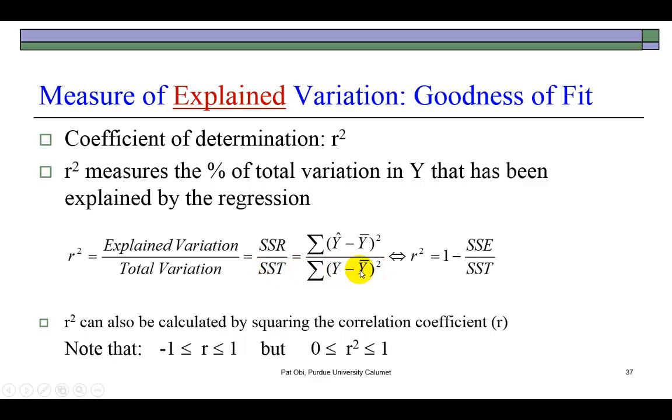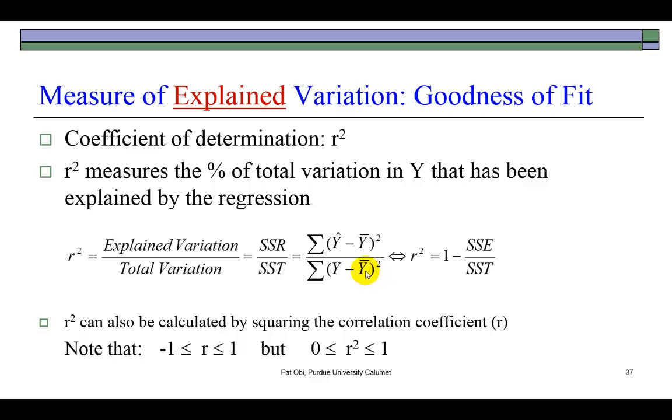Now, you can also calculate this alternatively as 1 minus the proportion of the total variation that's unexplained, which is sum of squares error divided by sum of squares total. If you subtract it from 1, that's going to give you the same thing as you would get if you were to divide sum of squares regression by the sum of squares total.